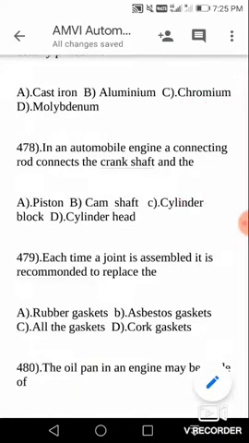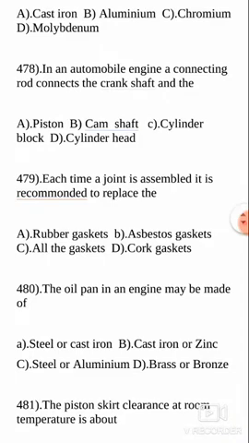Next question. In an automobile engine, a connecting rod connects the crankshaft and the what? What does it connect? It connects the piston. So the connecting rod connects the crankshaft and the piston. Camshaft, no. Cylinder block and cylinder head are not candidates at all. The only element left is the piston. So in an automobile engine, a connecting rod connects the crankshaft and the piston.